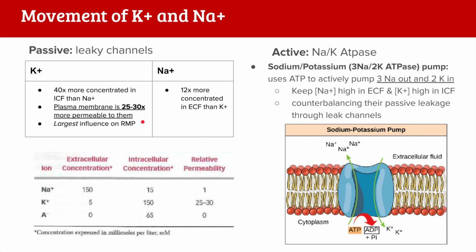When we say more permeable, it means that the plasma membrane has a lot more potassium leak channels than sodium ones. As for active, this is done through the sodium-potassium pump, also known as the 3 sodium 2 potassium ATPase. They use ATP to actively pump 3 Na out and 2 K in. This is in the opposite direction to the leak channels, because it goes against the concentration gradient. This is to make sure that the sodium concentration remains high on the outside and the potassium ion concentration remains high on the inside. So this counterbalances their passive leakage through the leak channels. So that's the pump.